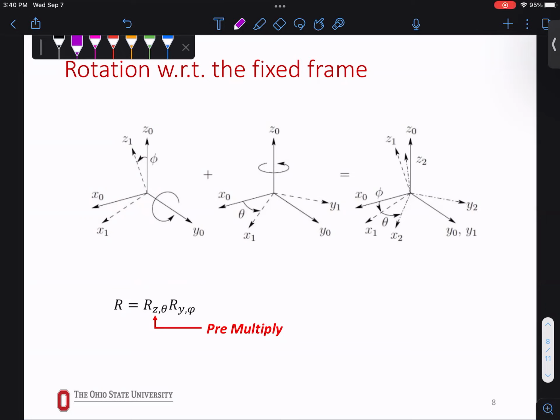About y0. So the y of this and the y of that at the beginning are the same. So let's rotate about y. Then I say rotate about z for theta. So the body frame z changed, but I'm rotating about the fixed frame. The z of this frame is still this one. Right? So they will end up in different configurations.